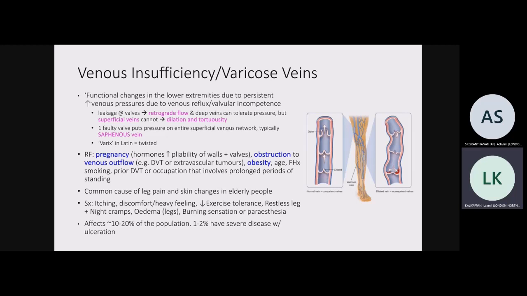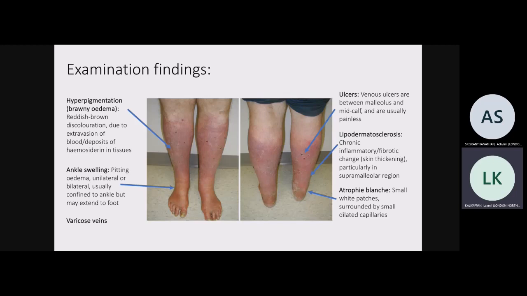So risk factors are pregnancy, obstruction, so DVTs, for example, extravascular tumors pressing onto your venous system, obesity, of course, and age, as it is commonly seen in elderly people. Symptoms can include itching, discomfort, restless legs, edema, or even a burning sensation down the leg. It's a very common disease, and 1 to 2% of people who do have varicose veins have severe disease with ulceration.